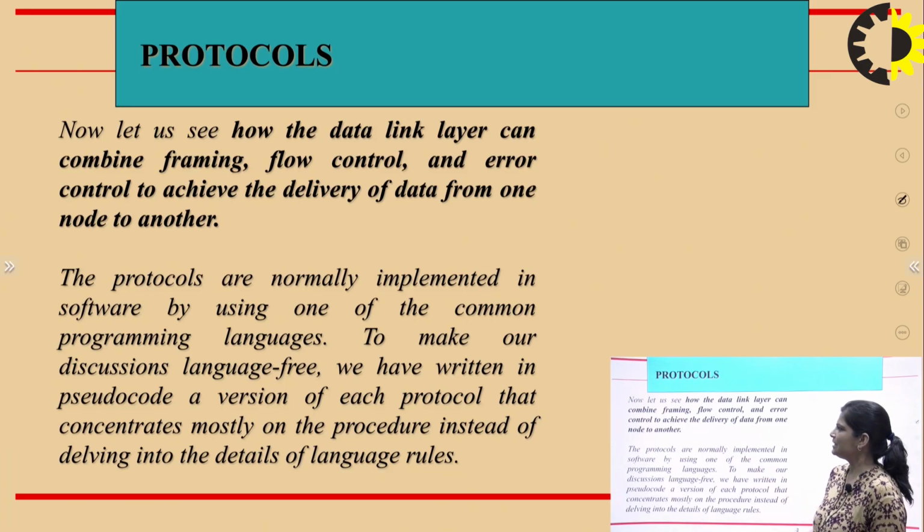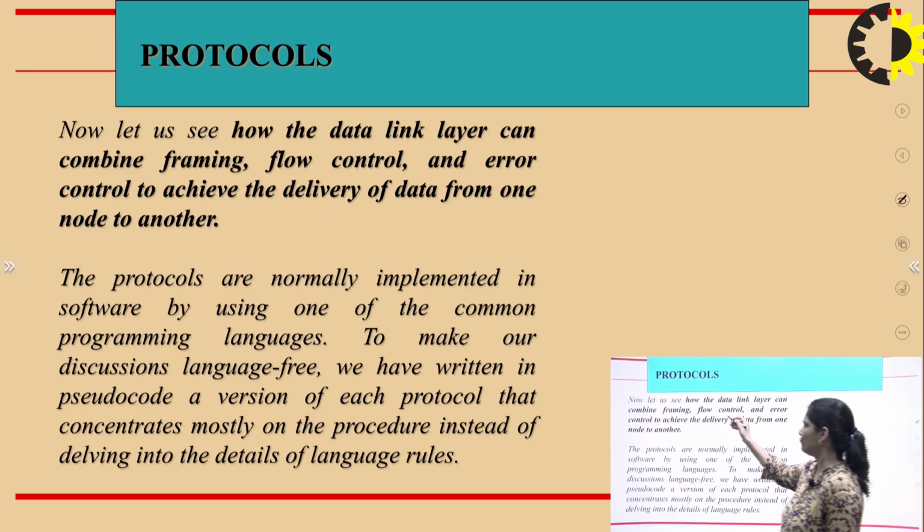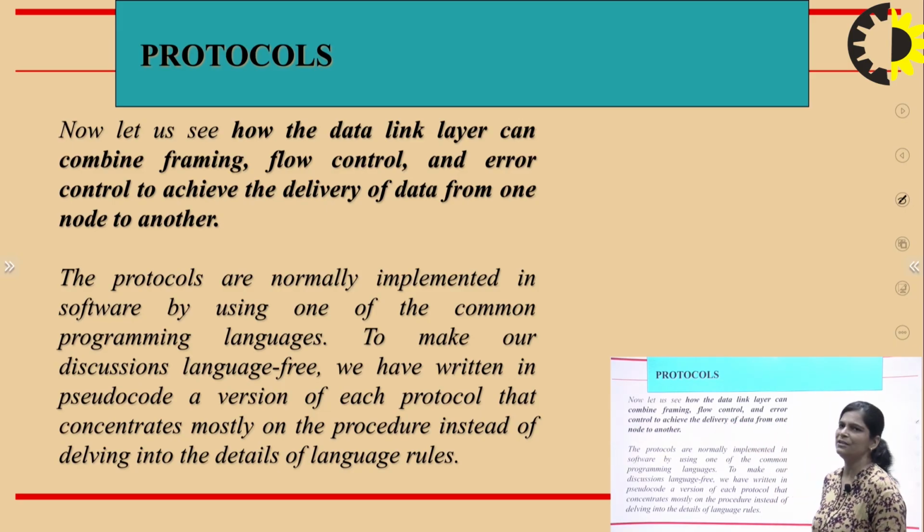Now these are the protocols. So how can the data link layer combine framing, flow control and error control to achieve the delivery of data from one node to another node, or one station to another station, or sender to receiver.